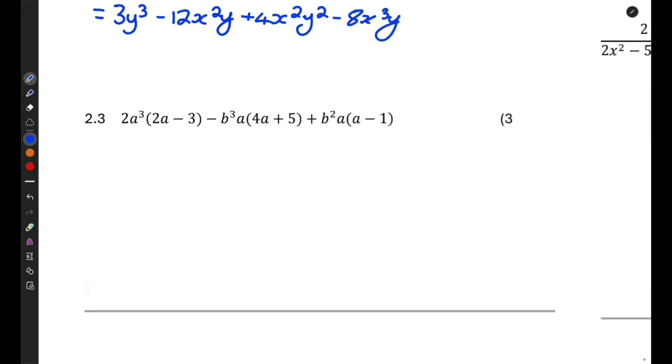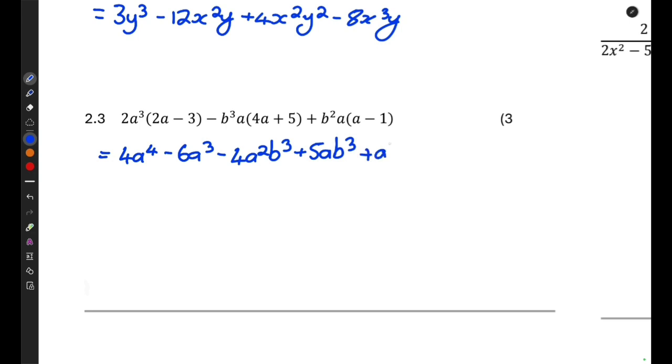Then the question is still saying simplify, so I need to multiply into each of these brackets, then look for like terms and simplify a bit more. So the first one, this is just going to be 4a to the 4 minus 6a cubed. Then minus 4a squared b cubed, and then plus 5a b cubed. So you'll notice I'm always trying to write in alphabetical order. Just makes it so much easier to mark and find couples.